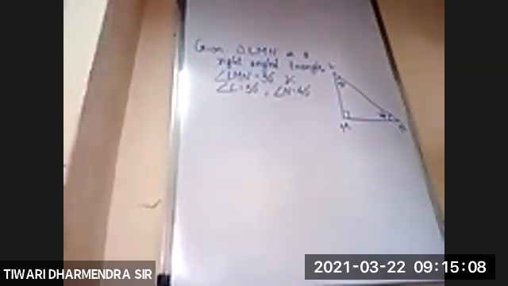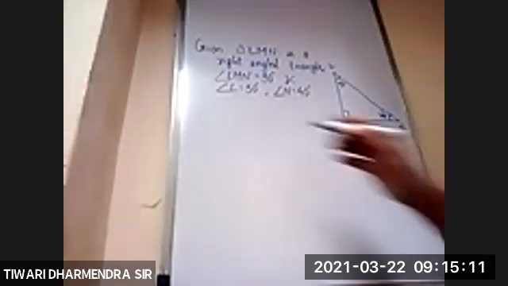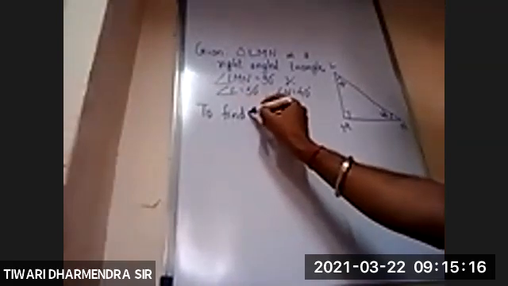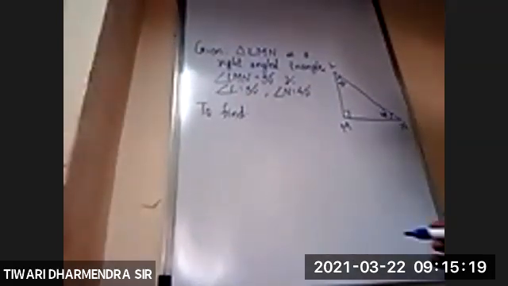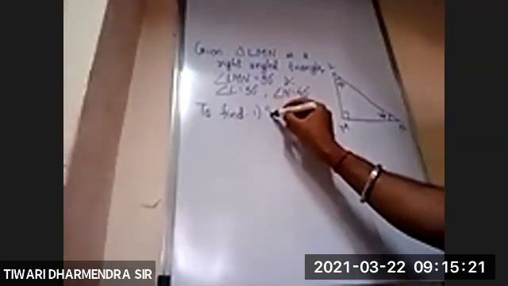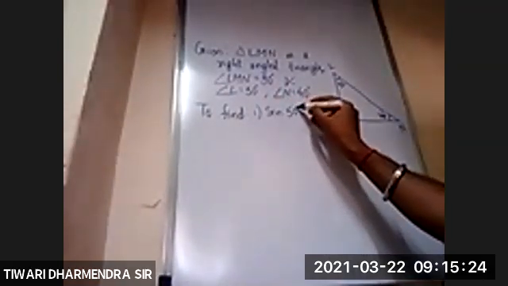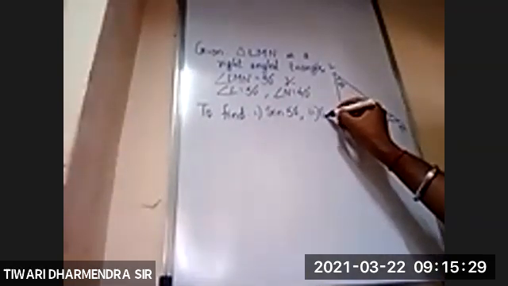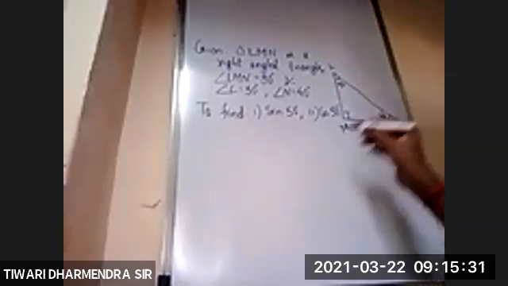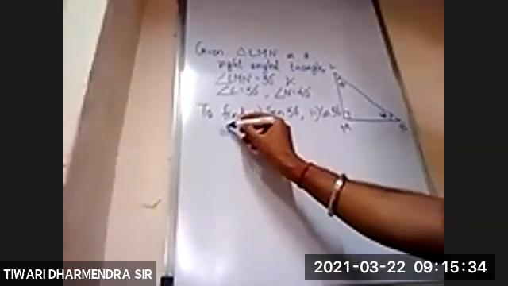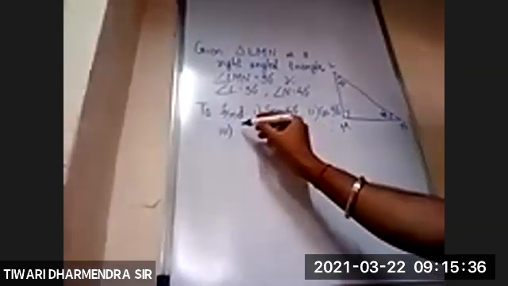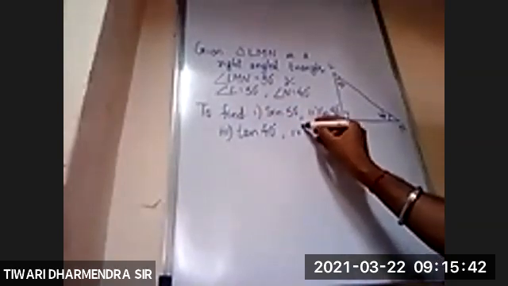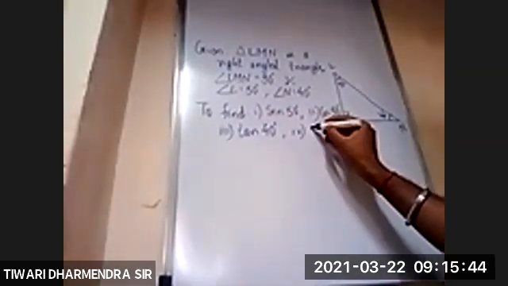So now we will execute the problem, that is to find sine 50 degree first, second is cos 50 degree, third tan 40 degree, and fourth cos 40 degree.